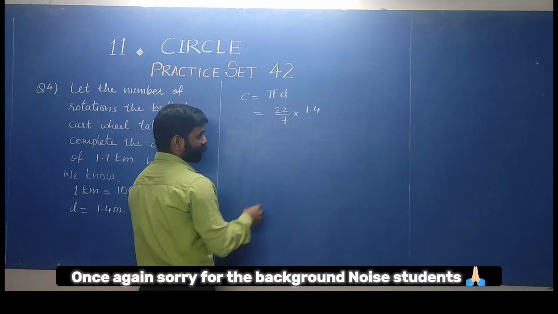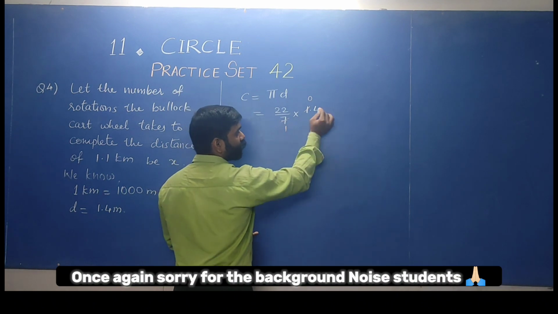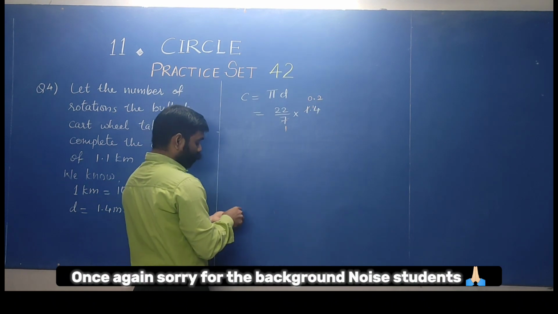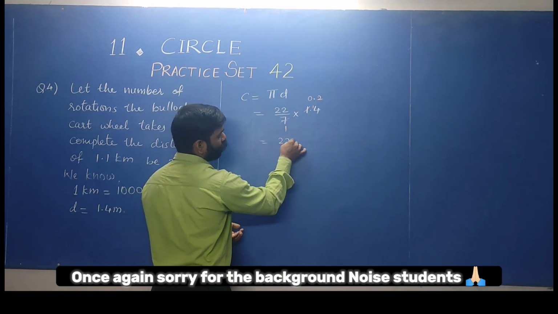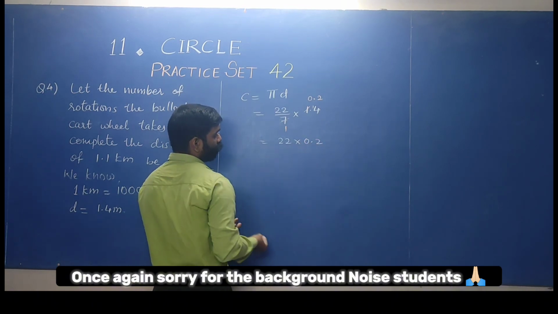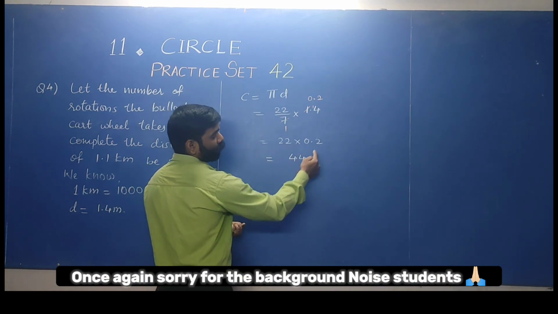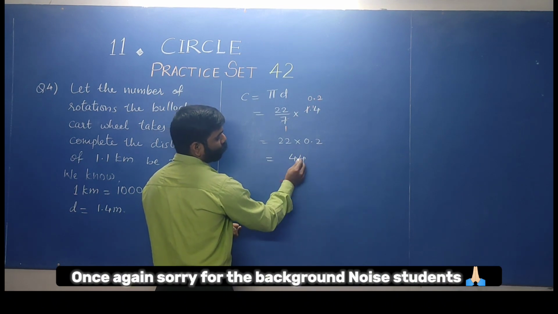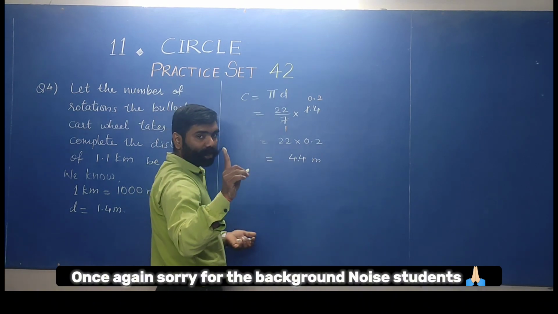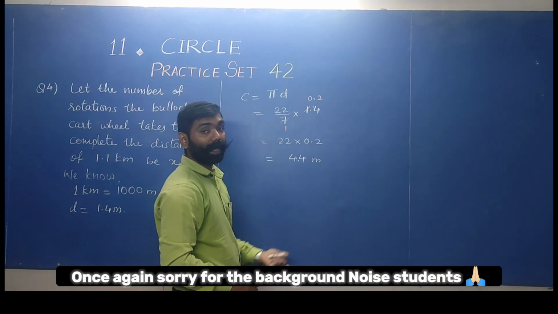Okay. So I will just cancel this. 7 ones are 7, 7 zeros are 0, 1 is remaining, 1 is carry forward, decimal point, this decimal point is coming up, 7 twos are 14. So what we are getting? We are going to get 22 multiplied by 0.2. We need to multiply 2 by 22. That means 44. The decimal point is at one place, so we will put one decimal place here. So 4.4 meter. In one rotation, a bullock cart is covering 4.4 meter.